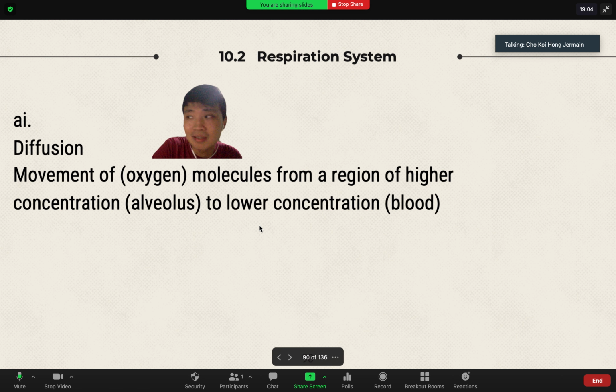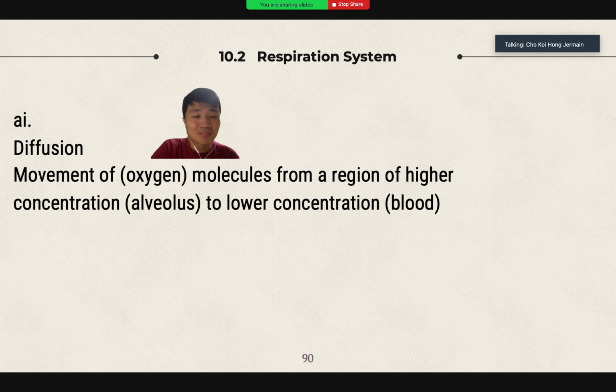So they ask you to name and define the process. The process is diffusion. Then what's the definition? Movement of oxygen molecules, if you want to apply it to context, from a region of higher concentration, that's the alveolus, to lower concentration, which is the blood. So you can see how this applies to context. Diffusion is no longer just a definition that you vomit out, but you see how you actually apply it into a question context.